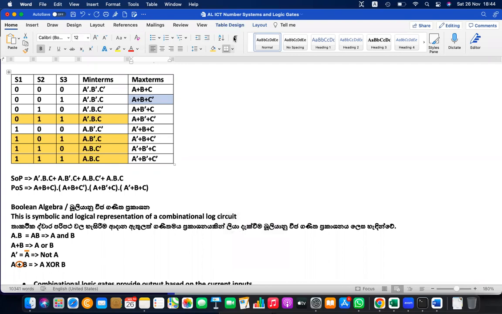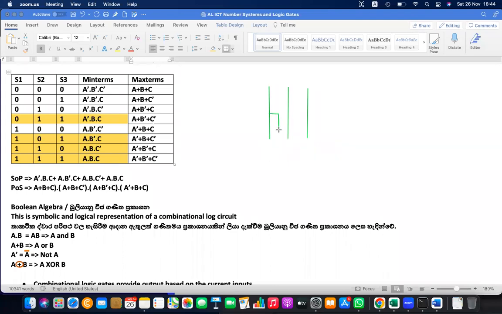I will show you a tip. When you are drawing the circuit, first draw these 3 lines, S1, S2, S3. This is free advice. If you are drawing this circuit, then you have to NOT it. You need A not, B not, C not, all 3. So just NOT it, and draw another line by NOTing this. Then it will be easier to draw.